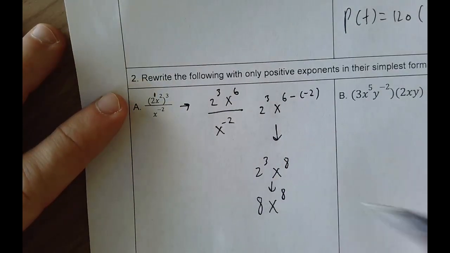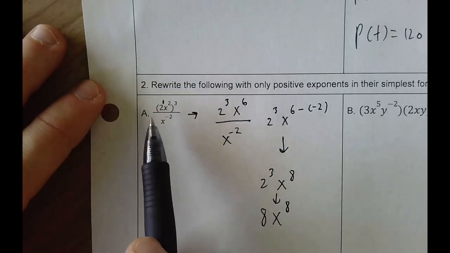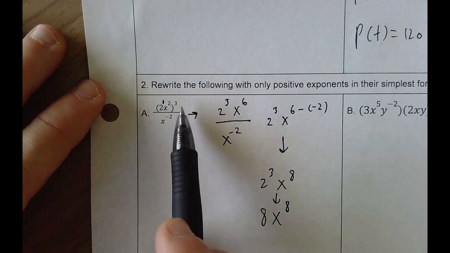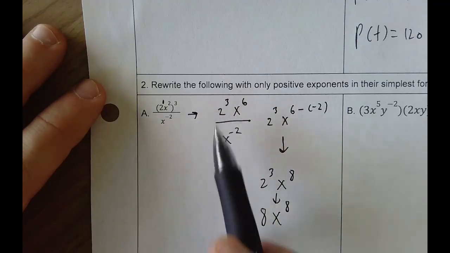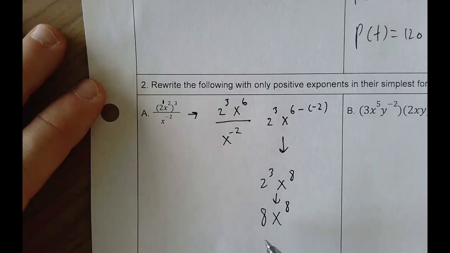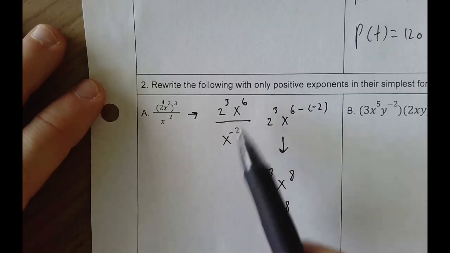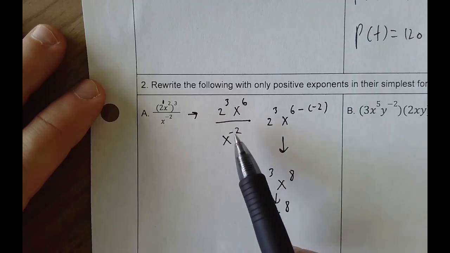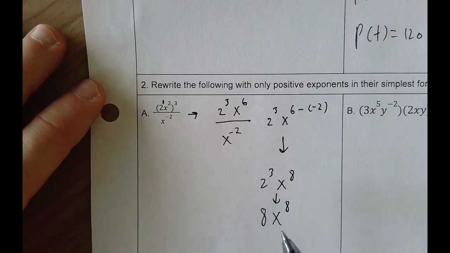I'm going to run through that one more time in case you got lost. The first thing we did was apply that. This is a power to a power. We multiply. 3 times 1 is 3, 3 times 2 is 6. Then, the 2 to the third I can't do anything with. That's just going to become eventually an 8. But the x to the 6 over x to the negative 2, we subtract. You take the numerator exponent and subtract the denominator exponent. So 6 minus negative 2 is 8, which is how we get x to the 8.